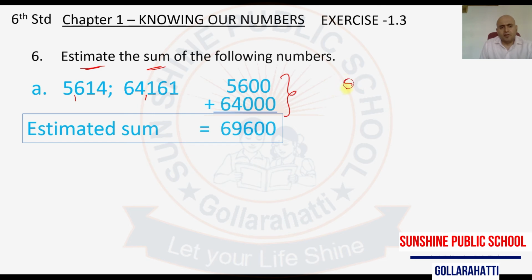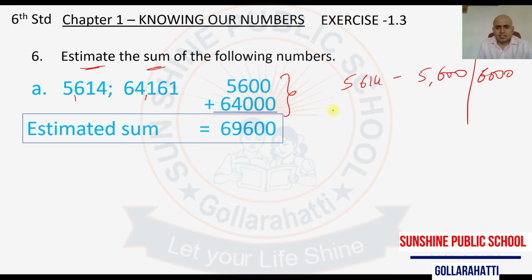You can take 5,614 as 5,600, or you can take it as 6,000 because 600 is more. So you can take it as 6,000 also. So this is called estimation, and they only need the approximate value.